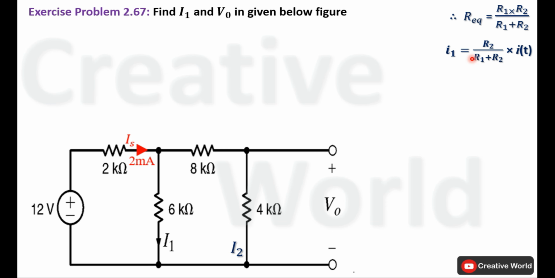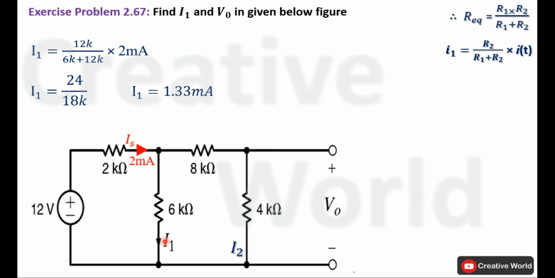Place values inside this equation to calculate the value of current I1. That will be equal to 12K multiplied by 2 milliampere divided by 6K plus 12K. Here 12K is the sum of both resistances. Take the product of 12K and 2 milliampere, it will become 24, divided by the sum of 6K and 12K, it will become 18K. Now divide 24K by 18K, the value of current I1 will become 1.33 milliampere. So we have calculated the value of current I1 inside this network.